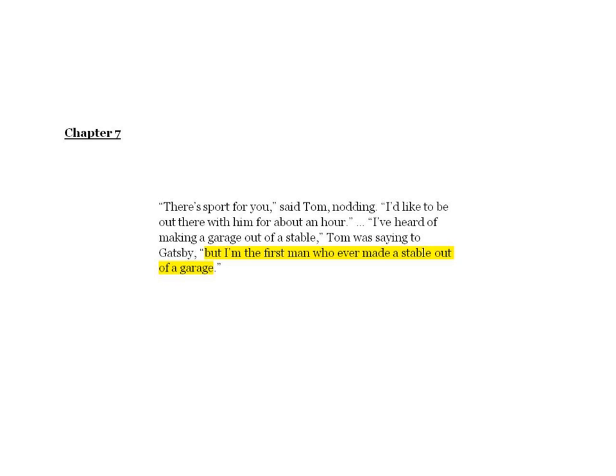Another quick example which perfectly illustrates this competition and this sense of superiority and defeating rivals from Tom Buchanan. There's sport for you. I'd like to be out there with him for about an hour. So there's more competition. He's an ex-sport star, of course. But look at his shameless self-promotion of how unique he is. I'm the first man who ever made a stable out of a garage. Okay, so attention, superiority. He's peerless. There's no one else who comes close to him. Rivalry, rivalry, rivalry.